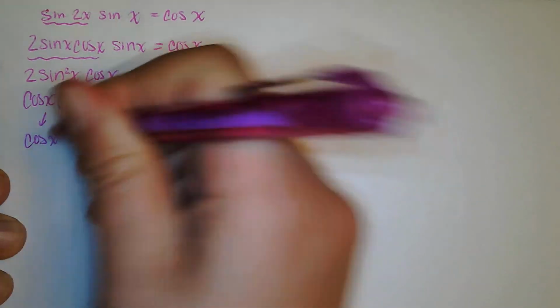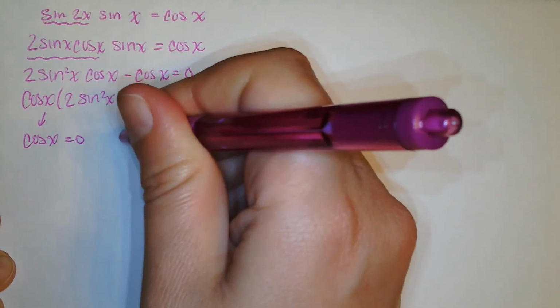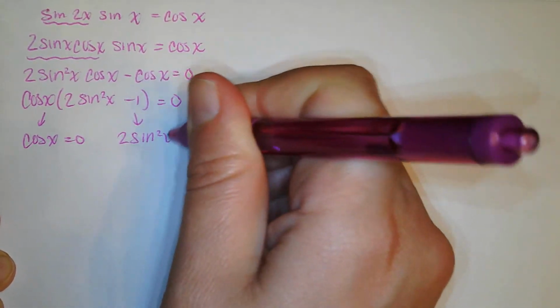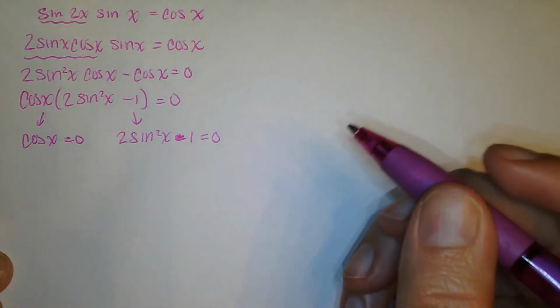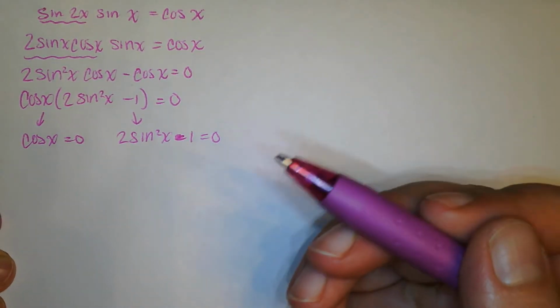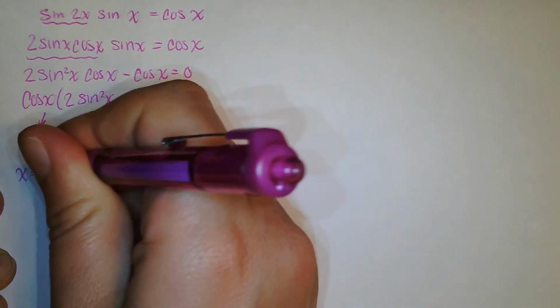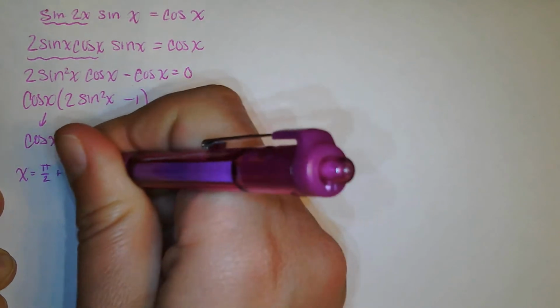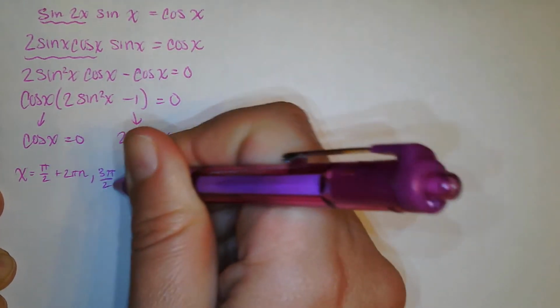So cosine x equals 0, and 2 sine squared x minus 1 equals 0. Let's solve this one first. This, of course, is the easy one. Cosine is equal to 0 at, once again, pi over 2 and 3 pi over 2.